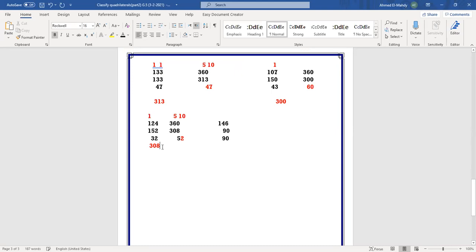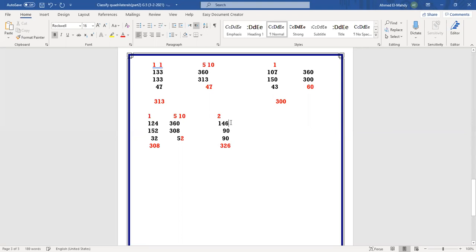6 plus 0 plus 0 equals 6. 4 plus 9 is 13. 13 plus 9 is 22. 22, yalla, 2 and carry up 2. 2 plus 1 equals 3.